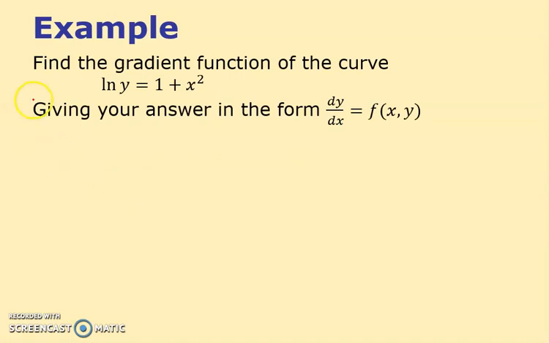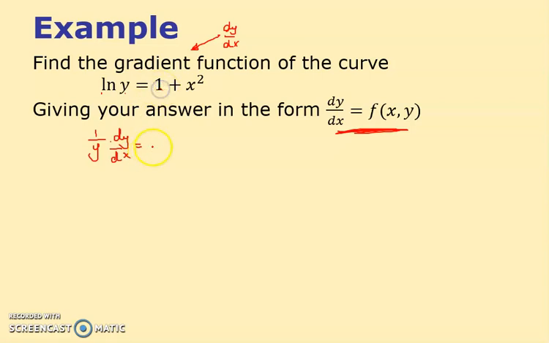Now, this is more like the proper exam question. Find the gradient function of the curve of this. For a start, gradient function, they mean find dy by dx, please. Give your answer in the form dy by dx equals some function of x and y. So they're quite happy for you to leave it as a function of x and y. Let's do it then. Differentiate log, I've already said, where you get 1 over, but it says log y, so it's 1 over y. But the letter's wrong, so I write 1 over y dy by dx.